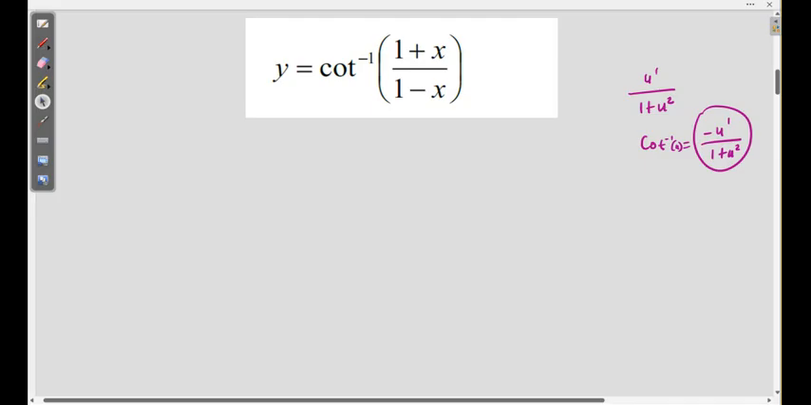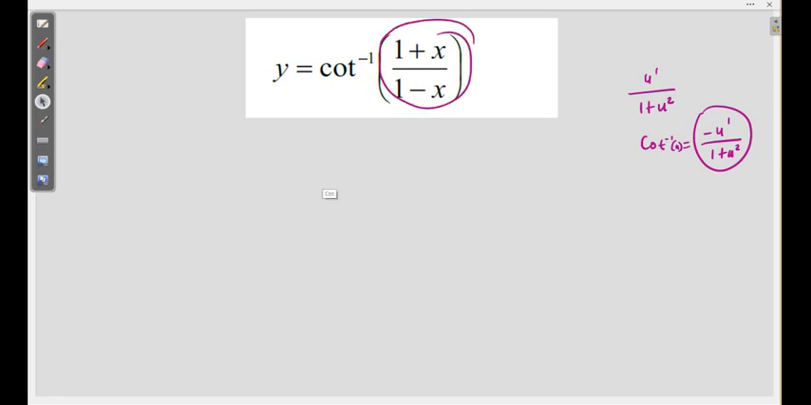Okay, but we can then continue from there, right? Now remember, this is negative the derivative of u plus 1 plus u squared, right? And we always need to work with this first part first. We need to get the derivative of u first, right? So we can write that we have our u as 1 plus x divided by 1 minus x.